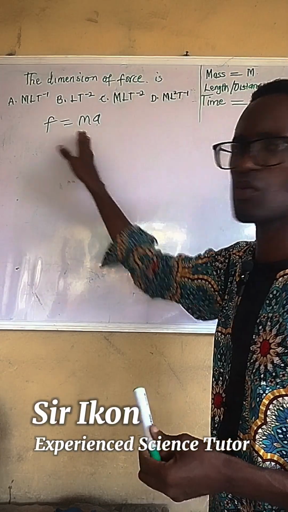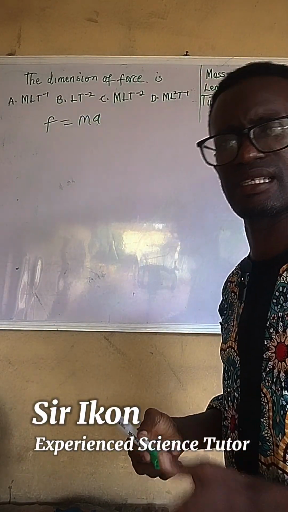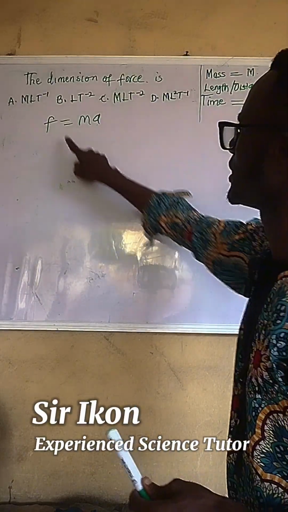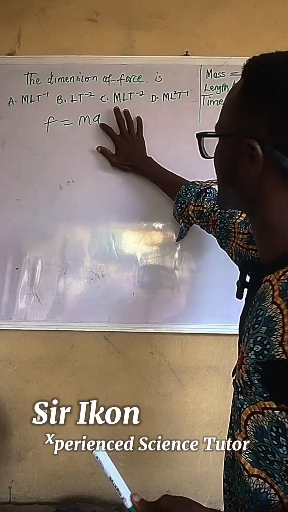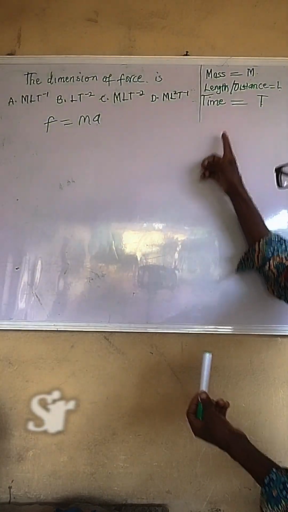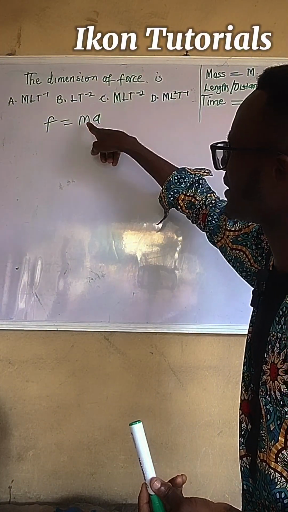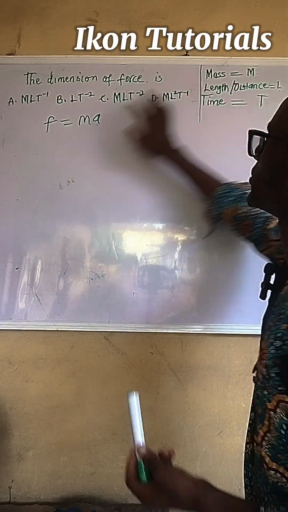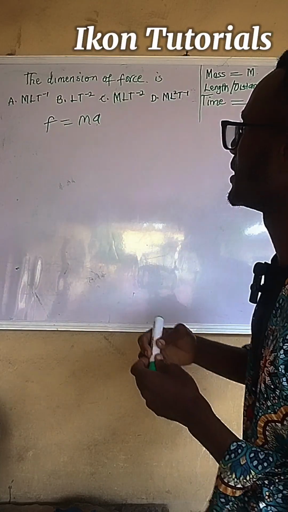Therefore, force is equal to mass times acceleration. How do we get this? Mass is a fundamental quantity, but acceleration is not a fundamental quantity. In that case, we are going to derive the dimension of acceleration here, then multiply it by this mass here. We'll now get the dimension of force. So let's quickly solve that.